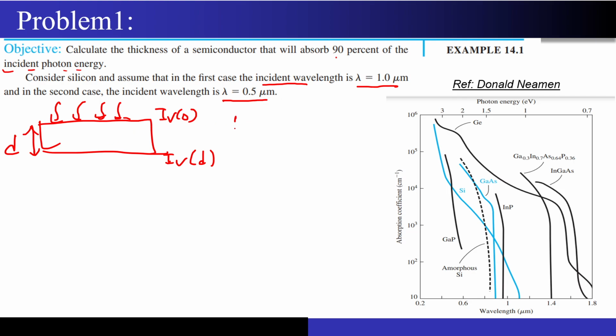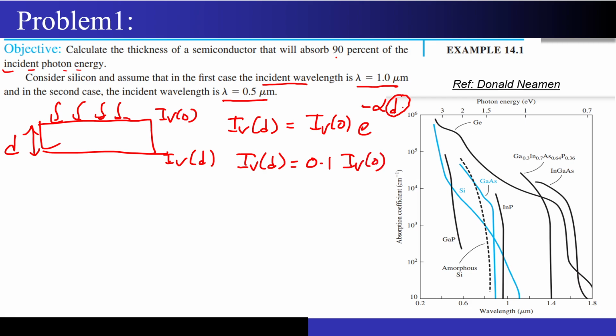Now you already know that this I_v of d is I_v of 0 times e to the power minus alpha times d. This is the formula that we have seen. It decays exponentially. Now what they are asking is to calculate this thickness d such that I_v of d will be just 10%, 0.1 times I_v of 0. Why did I write it like that? 90% of the energy is getting absorbed, so only 10% of the intensity is coming out of the semiconductor material from the other end. This is why I have written it like that.